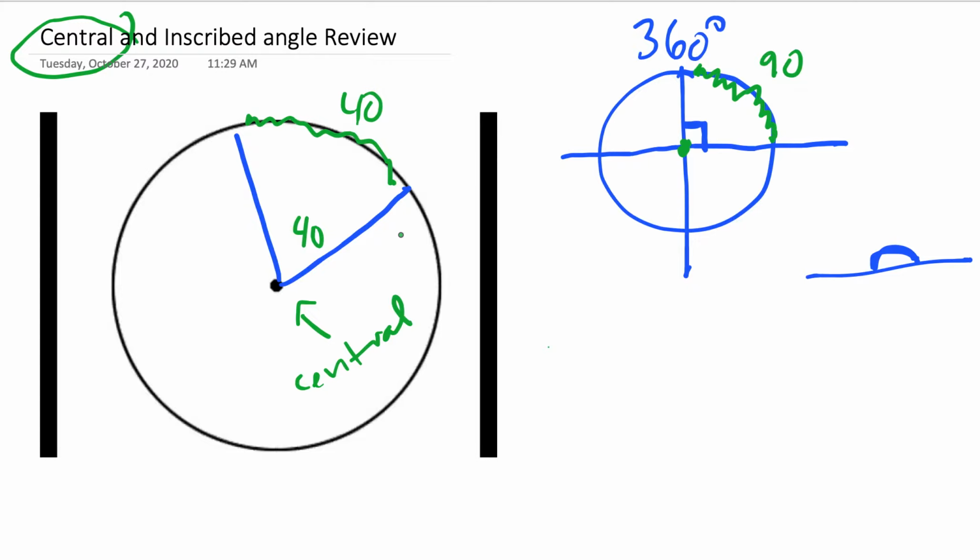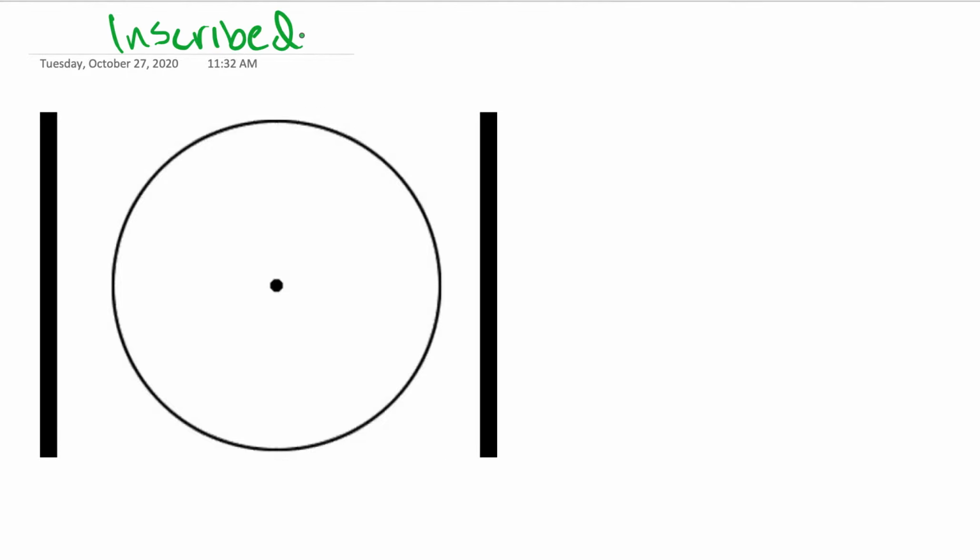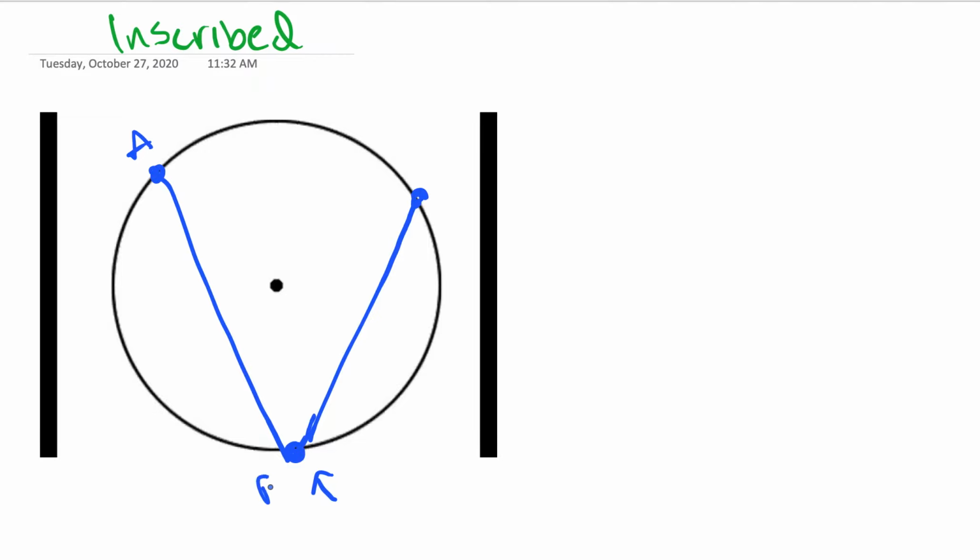Next, we want to look at inscribed. So an inscribed angle really could be called onscribed. It's on the circle's edge. So we could go anywhere on the edge of the circle and make an angle. The vertex is on the circle. So if I have a point here A, and a point B, and a point C, okay, angle ABC is inscribed.